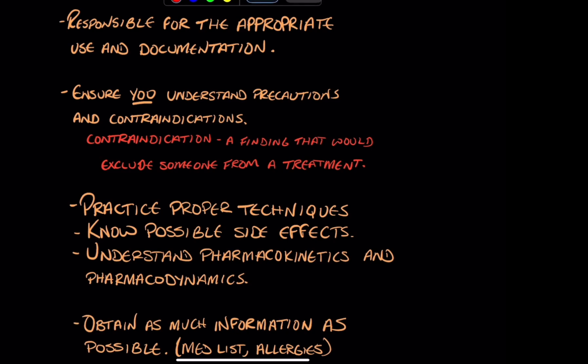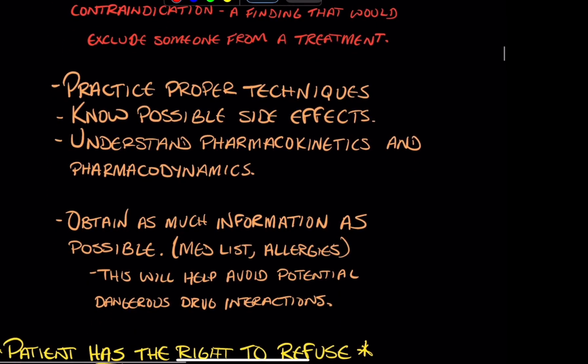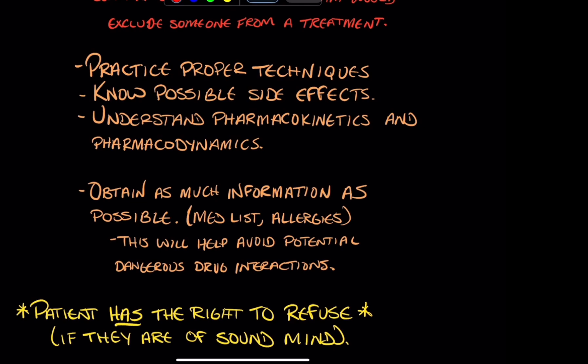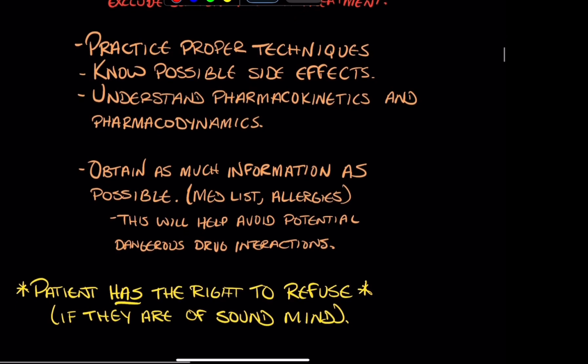I wrote down here contraindication, and this is a finding or a vital sign, for example, that would exclude somebody from a certain treatment. A contraindication we'd have for most medications is if they have an allergy to it. They're contraindicated, which means they're not going to get that medication. We're responsible for understanding proper techniques, whether it be how to give the medication, sharps safety, aseptic cleaning techniques. We're responsible to know the effects, side effects, and we should understand the pharmacokinetics and the pharmacodynamics of these medications.